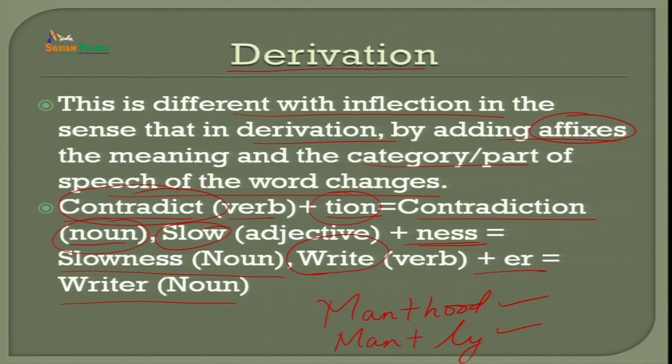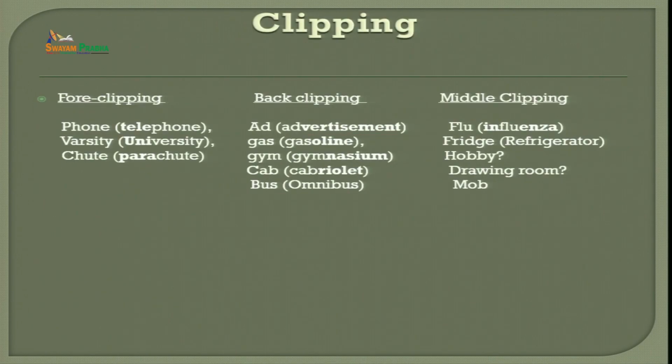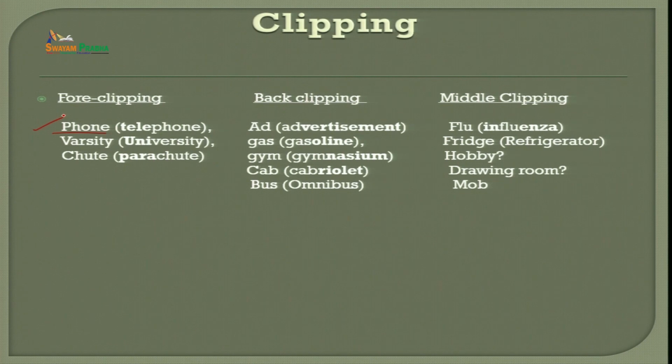Then we move up to the next category, that is clipping. Have you ever clipped something? Have you ever clipped out anything? You will see that generally we use the clipped format of many words. For example, if I say phone, the phone was ringing. Is it phone was ringing or telephone was ringing? Actually it is telephone. Looking at this example, there is clipping. Some part of it is clipped out, and that original root word is used in colloquial language. So phone, that is telephone.